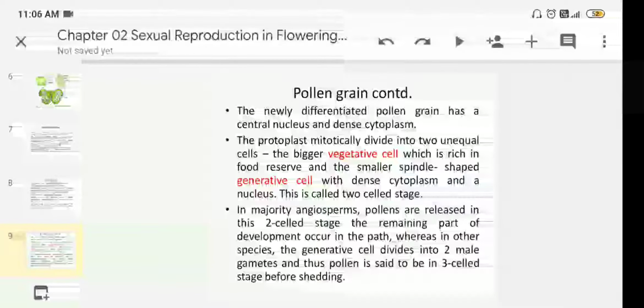In the majority of angiosperms, pollens are released in this two cell stage, and the remaining part of the development occurs in the pistil. Means in almost 60% of angiosperm species, they release their pollen grains, microspores, at this two cell stage. That means one vegetative and another generative cell. The remaining process, that is the further division in the generative cell, is completed in the pistil.